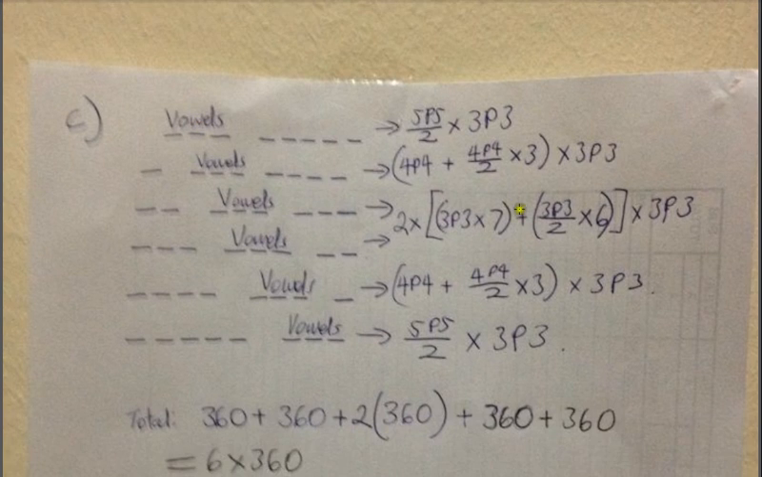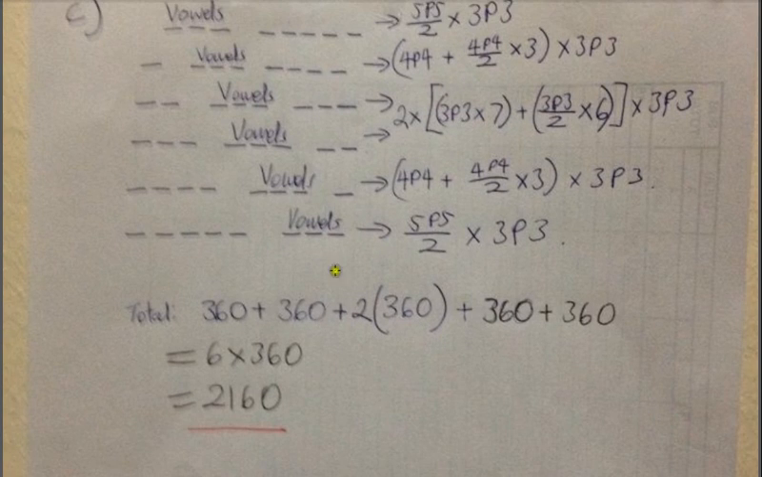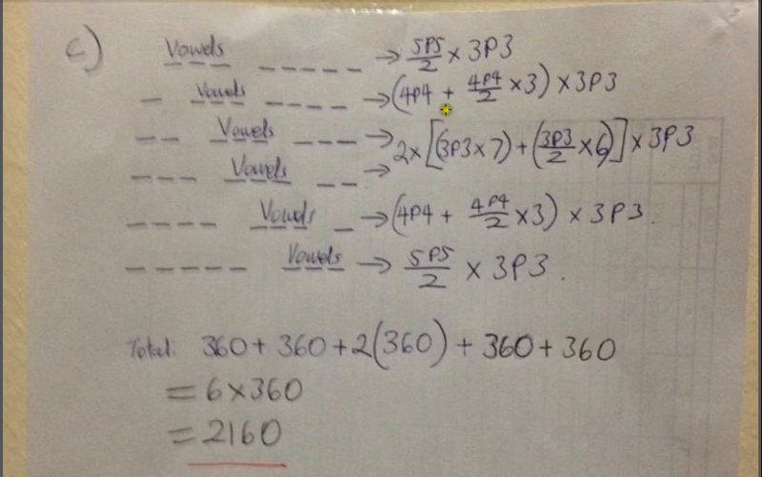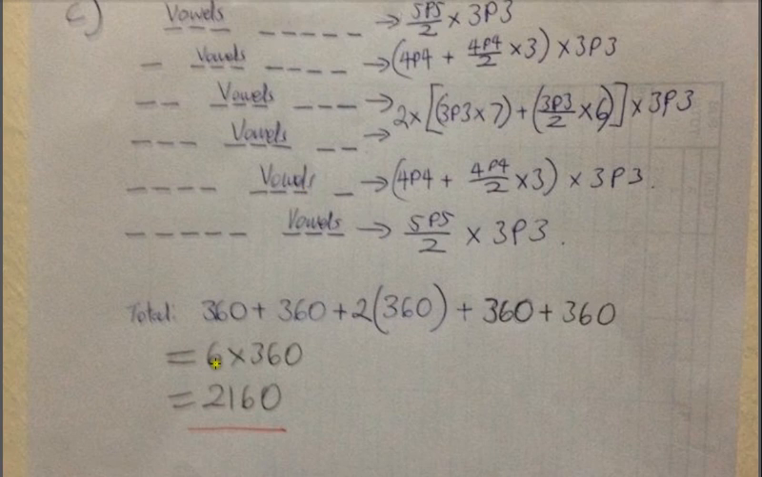Now, by working out the permutations, we find that it's actually 360. Each permutation is actually worth 360. So since there are 6 possibilities, we simply multiply by 6. 6 times 360 gives us the answer 2160.